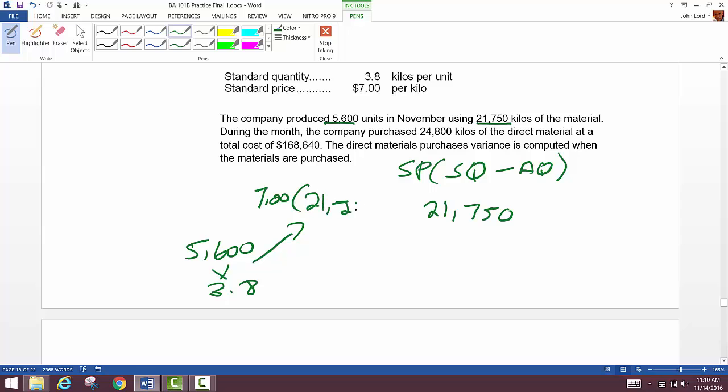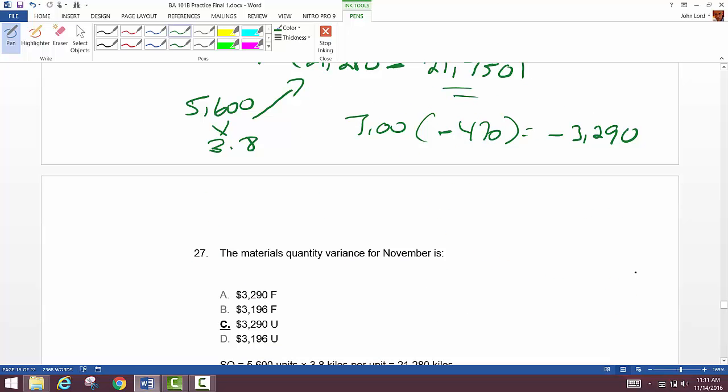21,280, you say, John? 28,280. Eh. Some things are too sloppy even for me to leave them up there. 21,280. Okay, so I should have used only 21,280 to produce these 5,600, and I came over here using 21,750, right? And so $7 per unit is my standard price, and so the effect of using too many units, that's going to be a negative what? 470 times the $7 price per unit gives me negative 3,200, you say? 3,290. Okay, so negative 3,290. I hope that's the answer. Unfavorable.